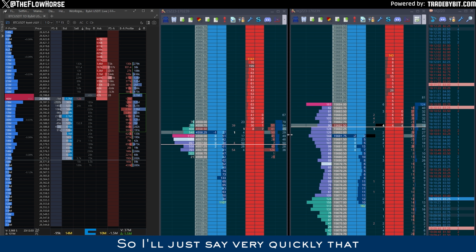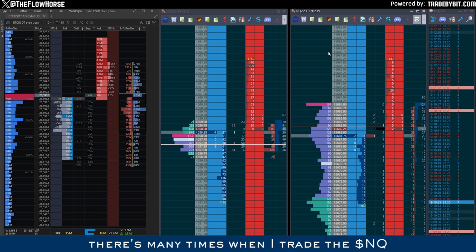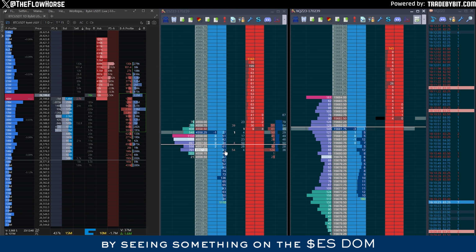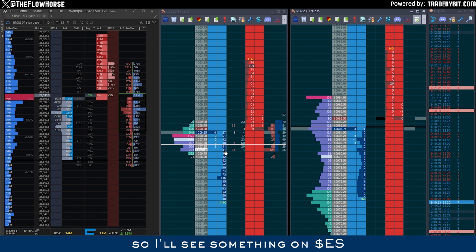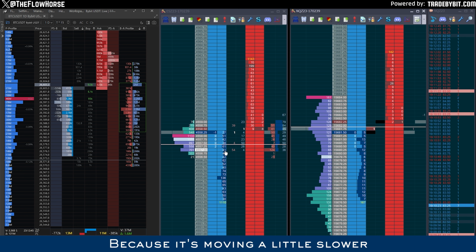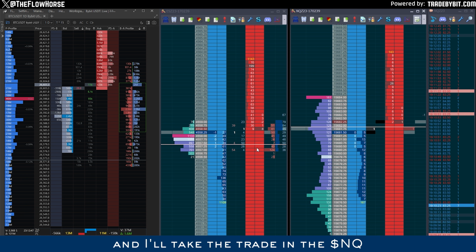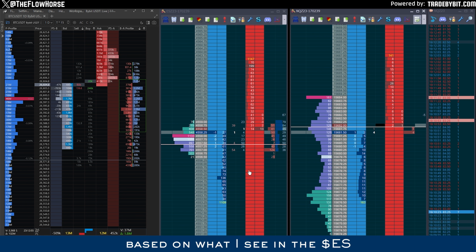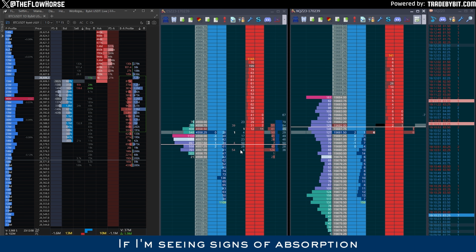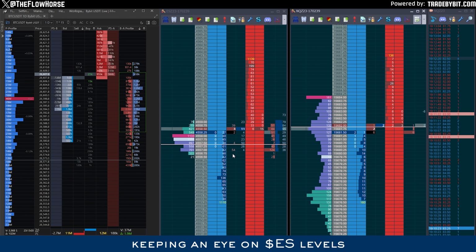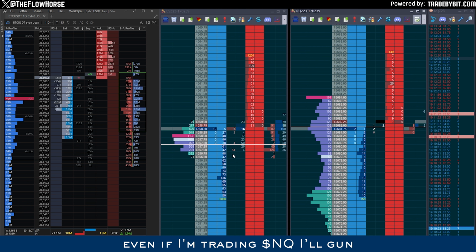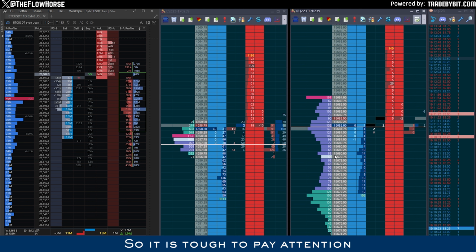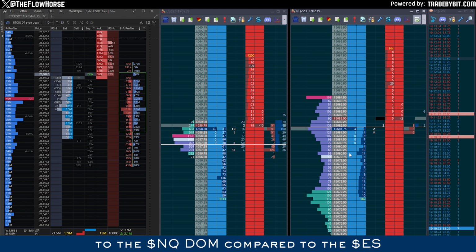So I'll just say very quickly that there's many times when I trade the NQ by seeing something on the ES DOM. I'll see something on the ES because it's moving a little slower. It's easier to focus on, and I'll take the trade in the NQ, which is basically higher beta to the ES. Not to say that it has to follow, but there are many cases where I will take trades based on what I see in the ES. If I'm seeing signs of absorption very clearly at a very significant level that I'm already focused on for the ES, because I'm always keeping an eye on ES levels, even if I'm trading NQ, I'll run that through on the NQ DOM. So it is tough to pay attention to the NQ DOM compared to the ES.